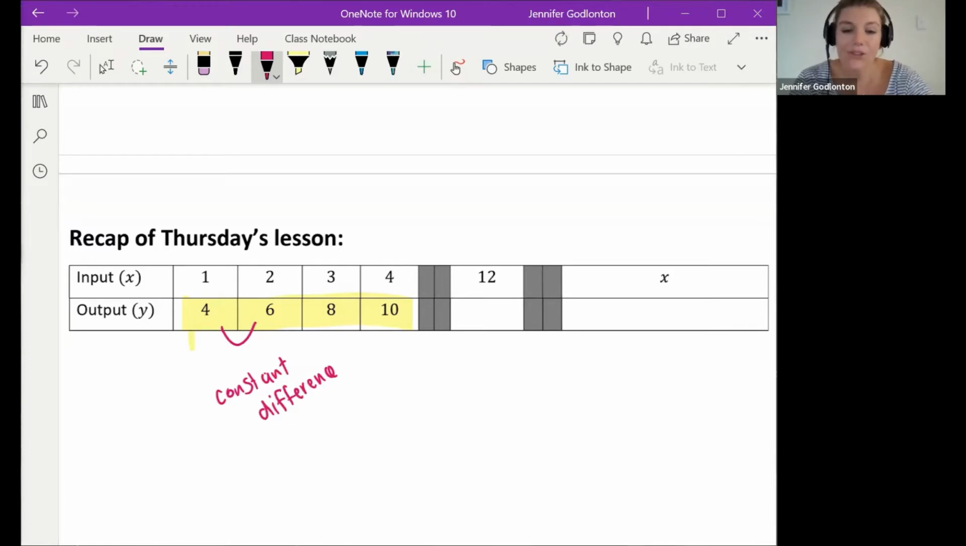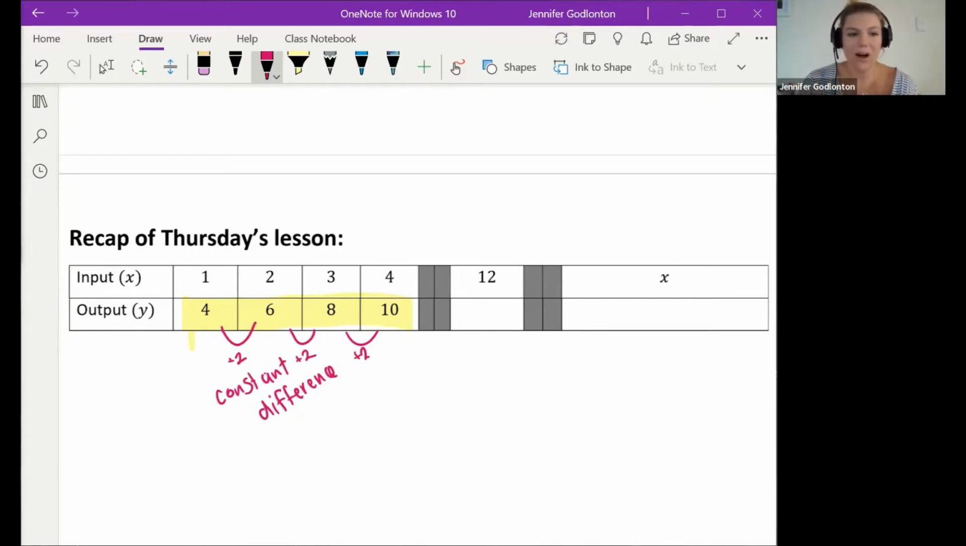Okay, so the constant difference is what we're looking for, and that's just taking the second term and minusing the first term, or the third term minusing the second one. So 6 minus 4 is going to give us 2. 8 minus 6 is going to give us 2. 10 minus 8 is going to give us 2. So our constant difference is we are adding 2 each time. Okay. Where is that constant difference going to go?